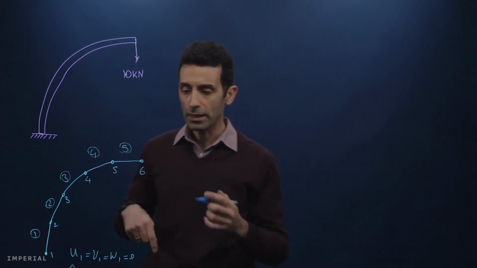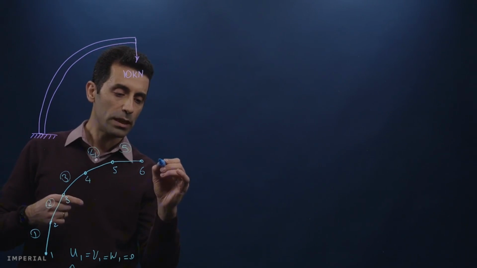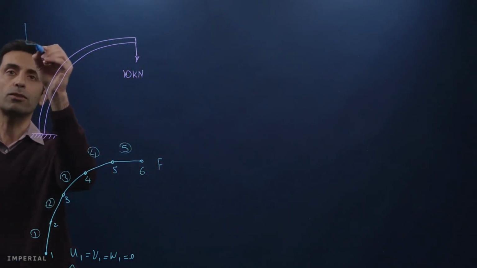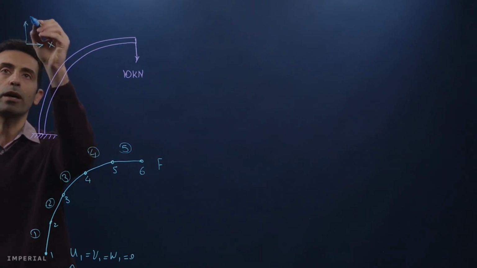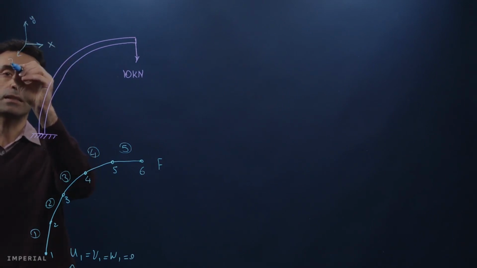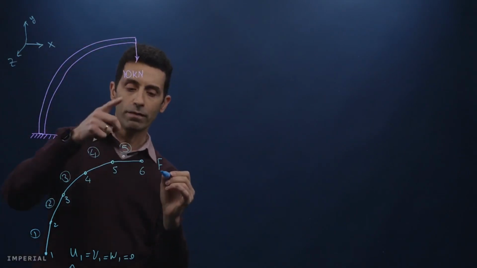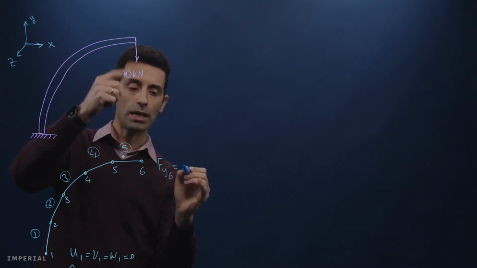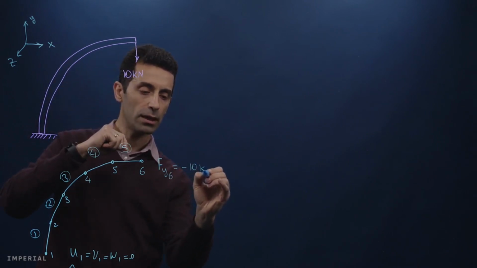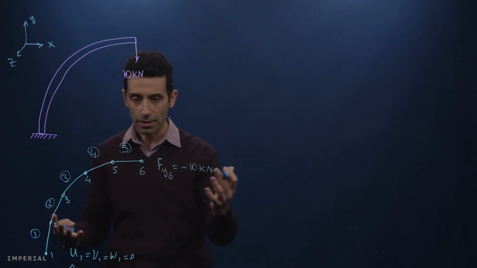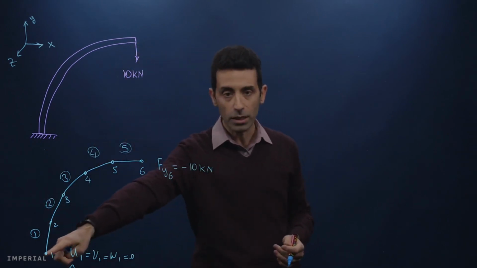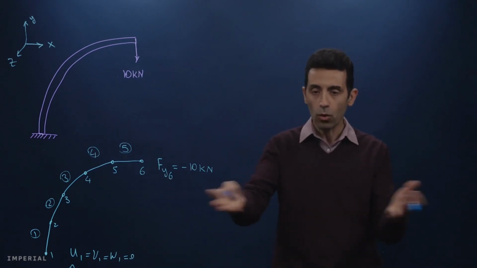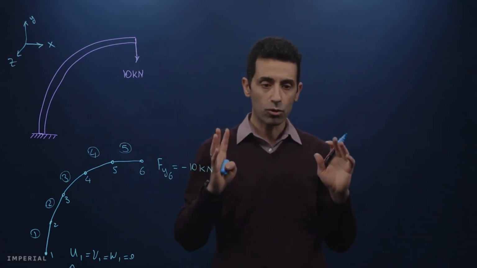And then here we have an external force that is known. This is 10 kilonewton. If we use our usual convention for X, Y, and Z, this will be F_y6. Using the positive convention, that force is negative, minus 10 kilonewton. And then the other external forces are 0, except at node 1, where we have the reaction at the support.